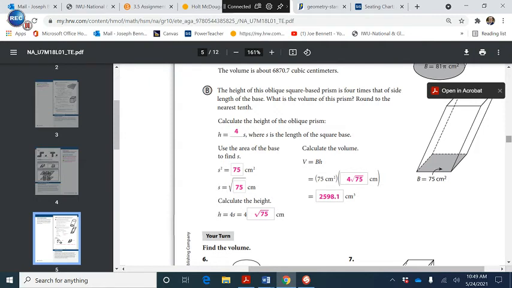It says H is equal to blank S, 4S. Because the problem says the height of this oblique square base prism is 4 times the side length of the base. Everyone see the picture where it says 75? Okay. So to find the length of the S, we take the square root of 75. So the S is square root of 75. And then to calculate the volume and the height, we go 75 times 4 times the square root of 75. Fill in all those blanks.